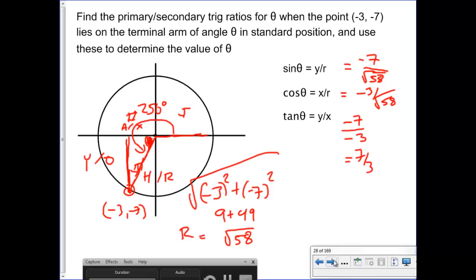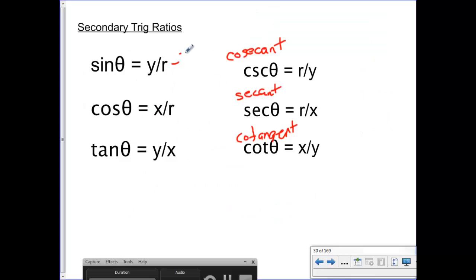And the idea behind these guys is that if you used to have your answers as negative 7 over root 58, well, this guy is just root 58 over negative 7. That's all. You just flip it upside down.